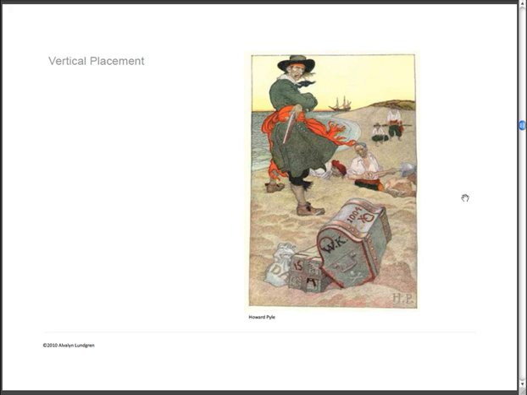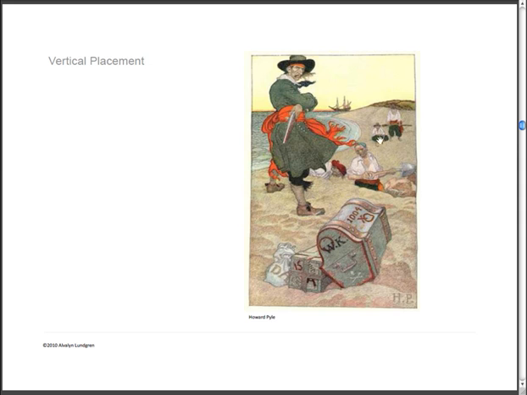Howard Pyle used vertical placement here to bring, first of all, attention to the treasure box, but also to show the depth. Notice that the treasure occupies the lower part of the image area. Very little distance between these items and the baseline of the picture plane. The pirate is standing mid-ground, and notice that there's a greater distance between his supporting foot and the baseline. And then we have these pirates here in kind of a little beyond middle ground, and they are higher in the picture plane than he.